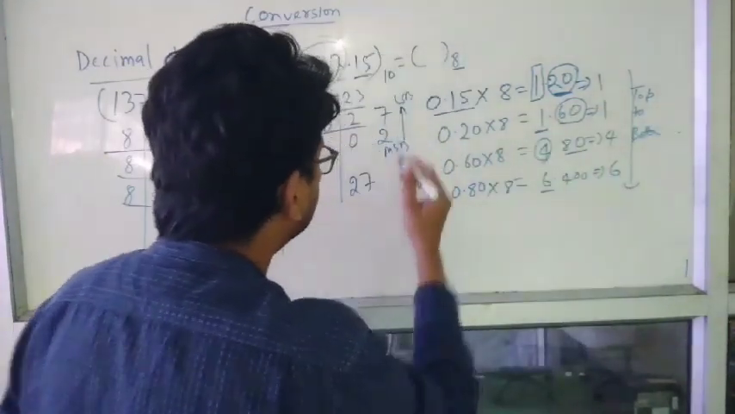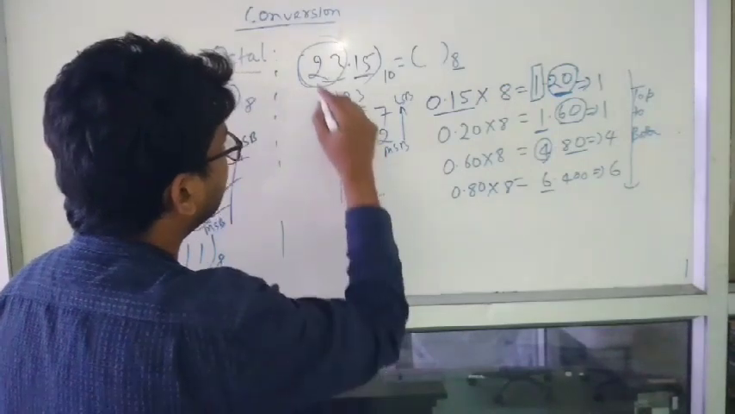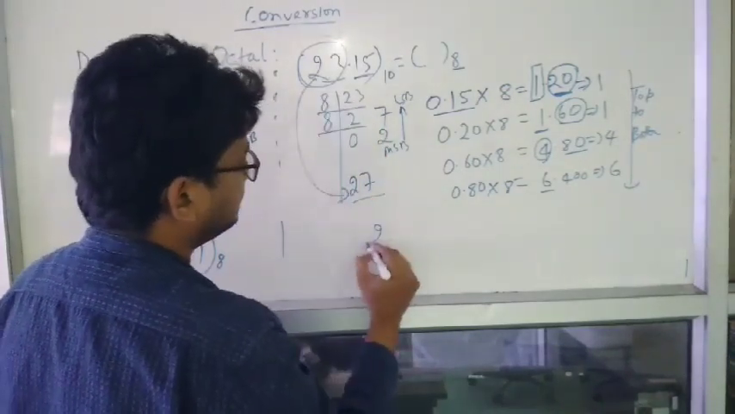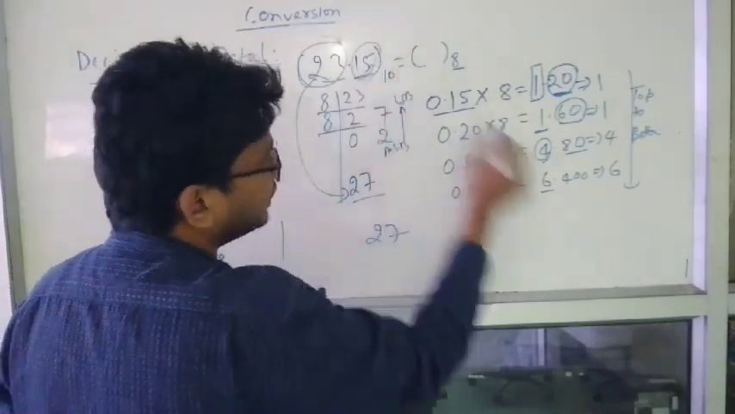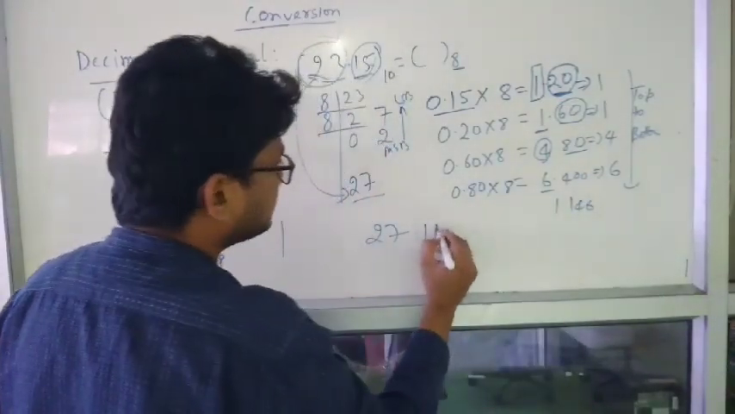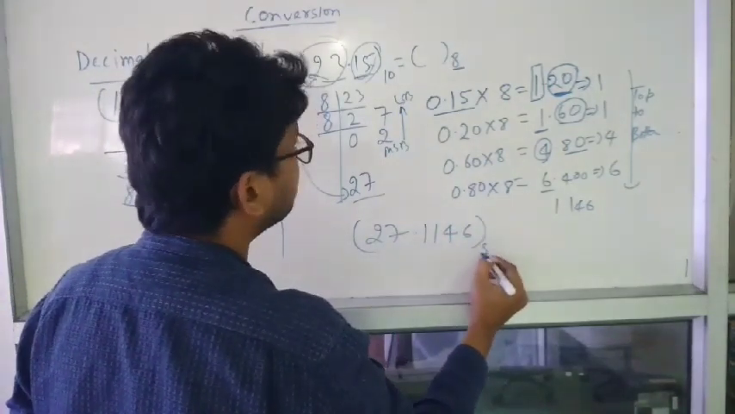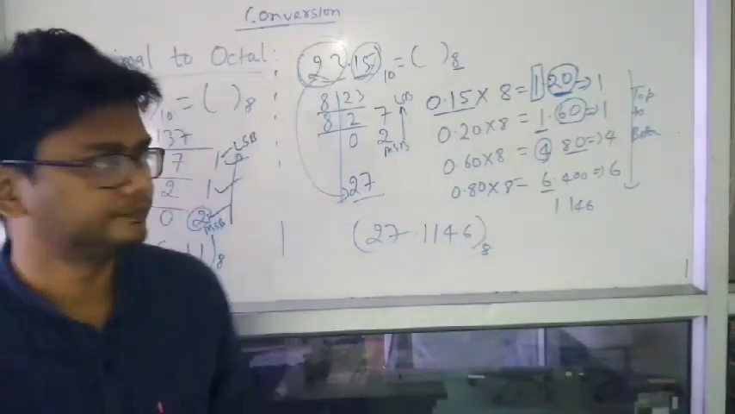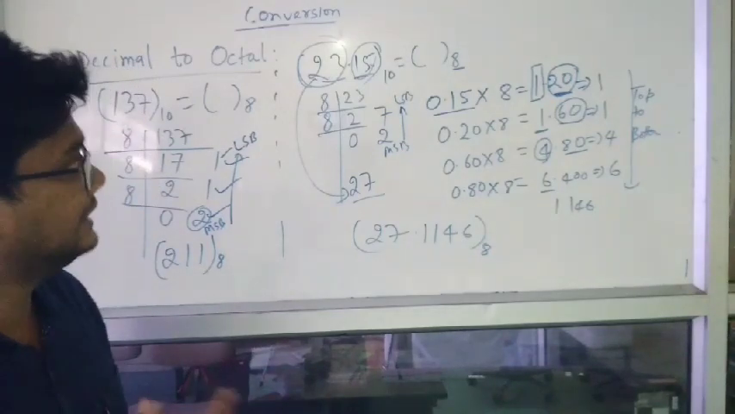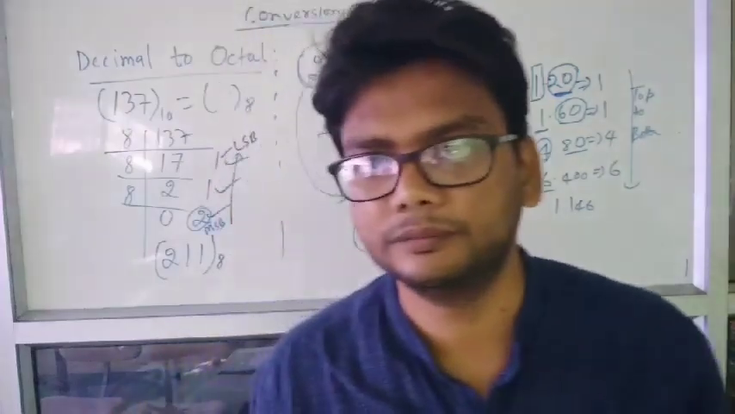So the answer is 27 for the integer part, and for the fraction part we will get the data 1146. So the total answer will be 27.1146, which is in the octal form. So we can see how we can easily convert the decimal data into the octal one.